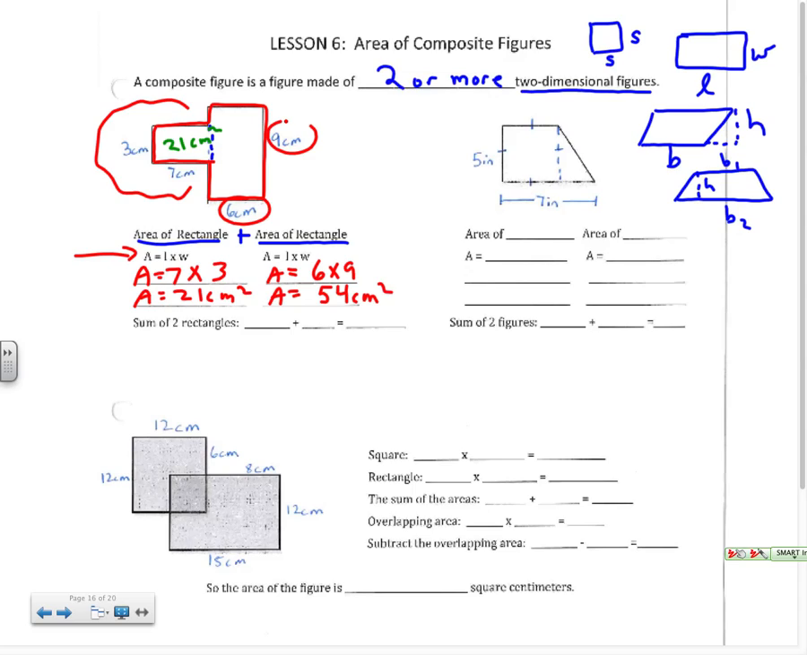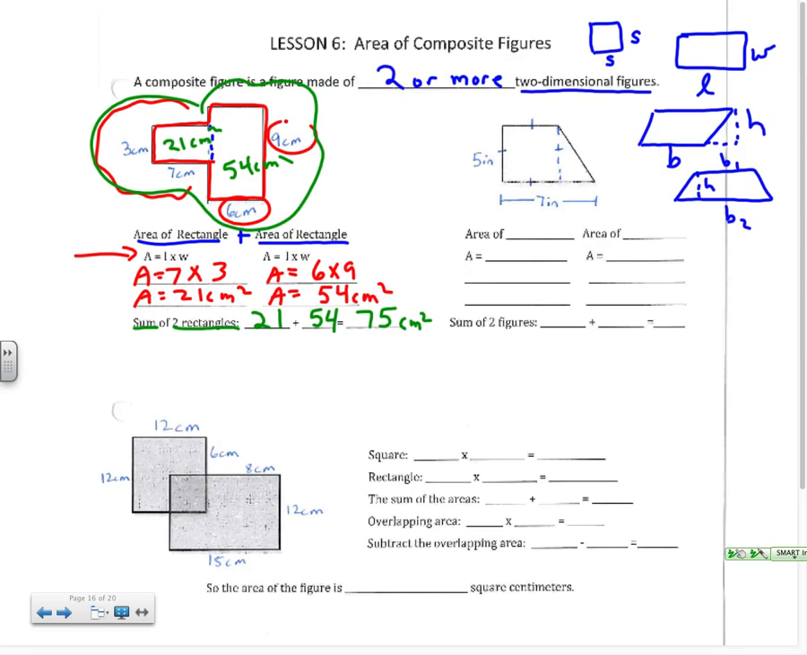So this part of it is 54 centimeters squared. Now all I do is find the sum of the two rectangles. I add the 21 and the 54, and together they are 75 centimeters squared. So the entire figure is 75 centimeters squared.